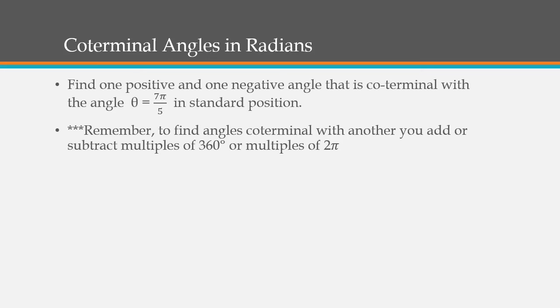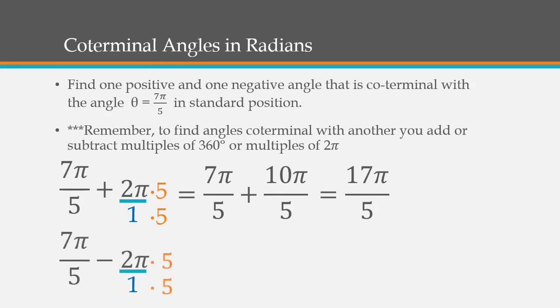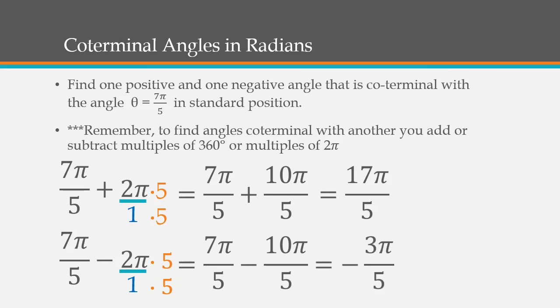This time we're going to do it using 7 pi over 5. So to get my positive coterminal angle, I'm going to add 2 pi. If I double the denominator, that's 10 pi over 5. So let's see how this works out. Make it a fraction, multiply the top and the bottom by 5, plus 10 pi over 5. So that's 17 pi over 5. To get my negative coterminal angle, I'm going to do the same thing but subtract. So 7 minus 10 is going to end up being negative 3 pi over 5.